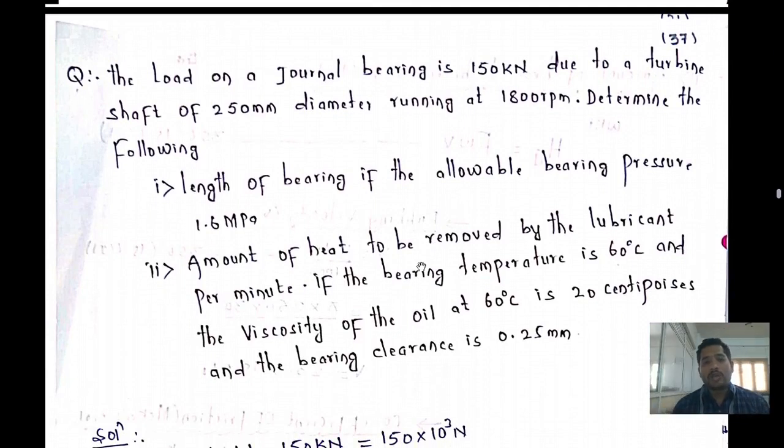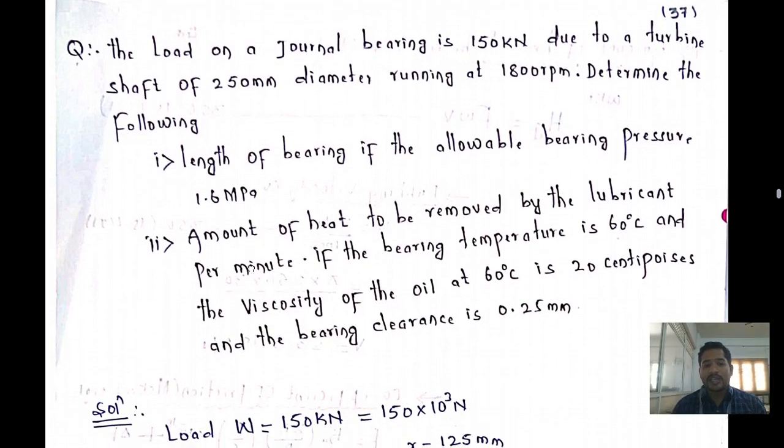The load on a journal bearing is 150 kilonewton due to a turbine shaft of 250 mm diameter running at 1800 rpm. This means that the load acting on the journal bearing is 150 kilonewton. The diameter of the shaft is given as 250 mm, and the rotation of the shaft is given as 1800 rpm. In this case, we need to find out the length of the bearing if the allowable bearing pressure given over here is 1.6 megapascal.